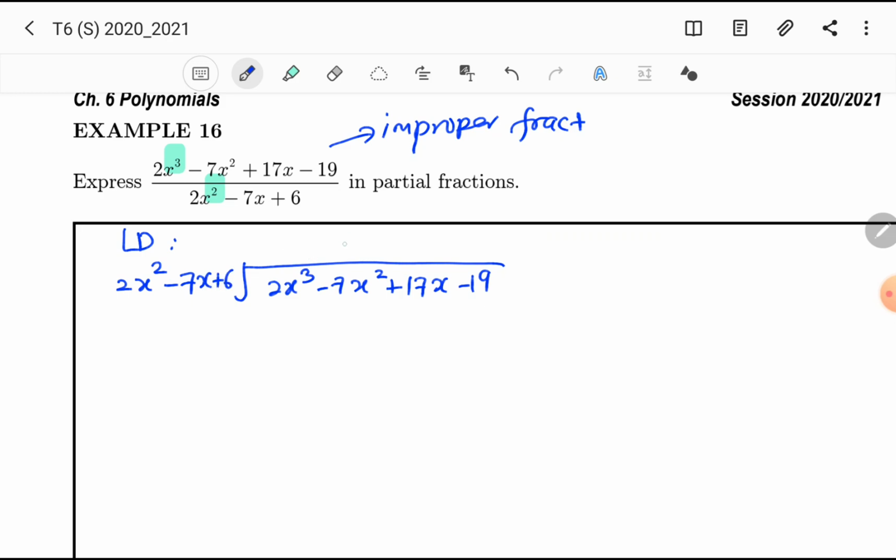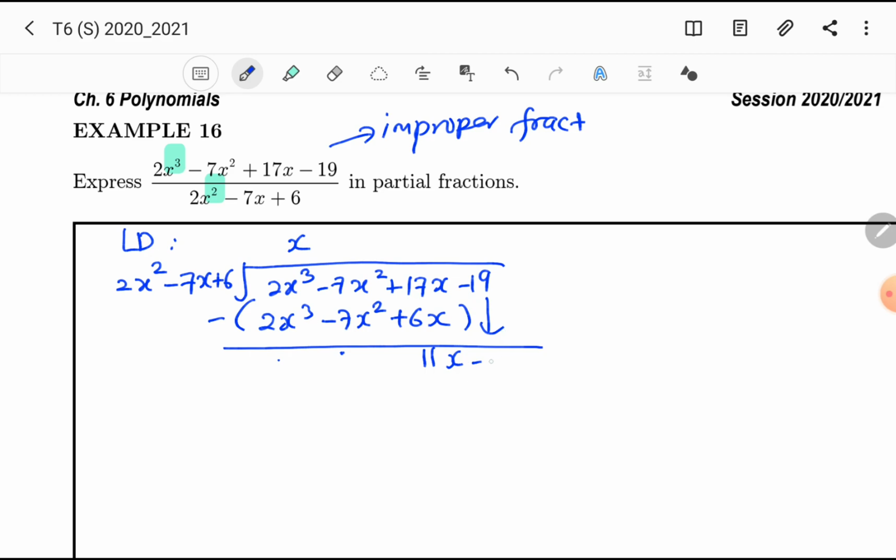So, on the top, we have x. So, 2x cubed minus 7x squared plus 6x. We subtract 0, 0, 11x minus... apa? We bring down negative 19.